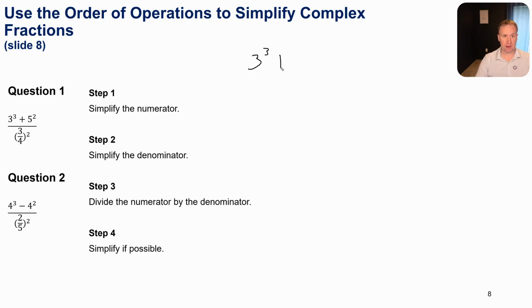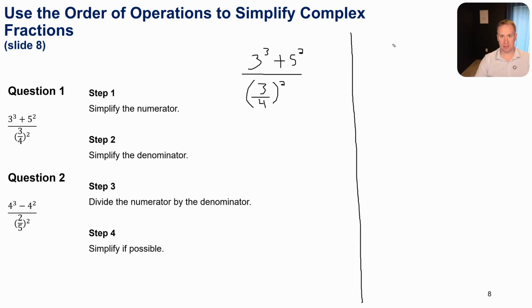I have 3 to the third power plus 5 to the second power, and then I have 3/4 to the second power here. So in this case, I'm going to do some scratch work on the side of the page. And I'm going to do the numerator first here. So I'm going to do 3 to the third power to start. So 3 to the third power really is going to be 3 times 3 times 3, which is equal to 27, right?